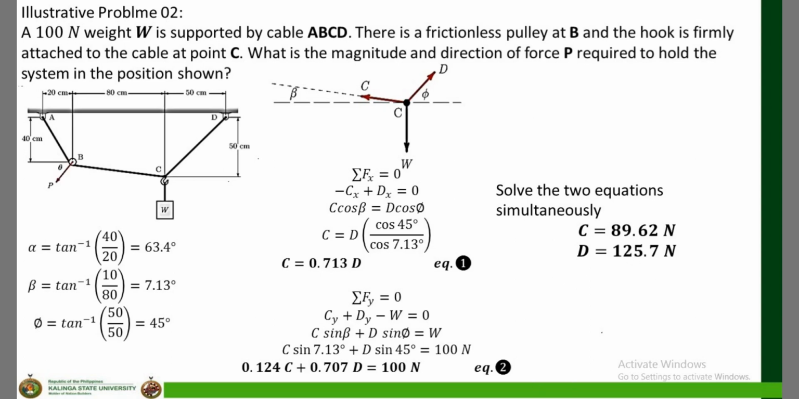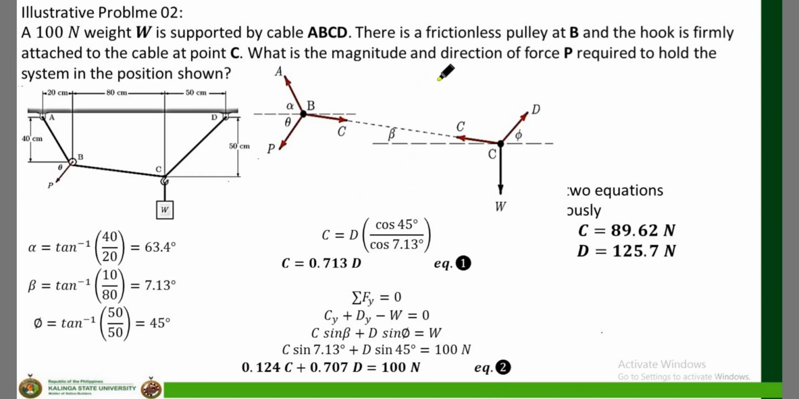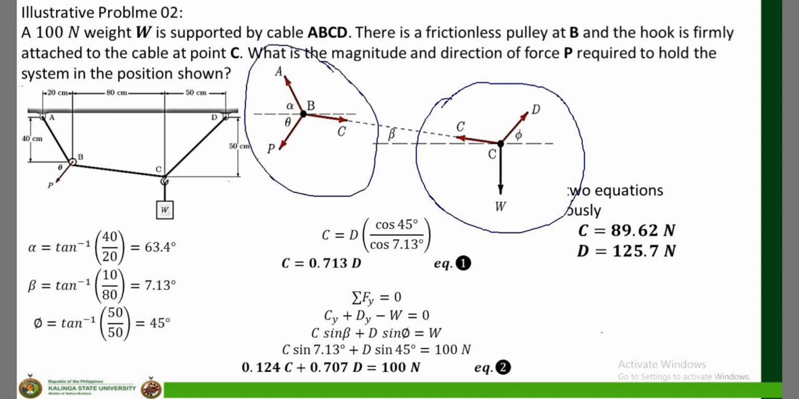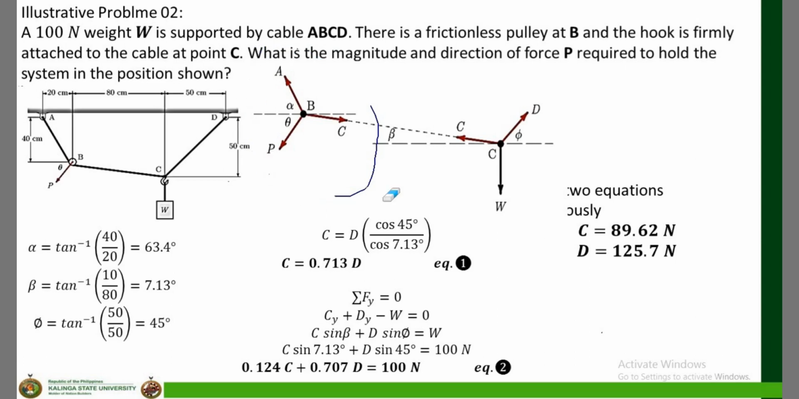But I'm going to consider the free body diagram. This time, I'm going to consider this part where C is at point B. Again, just a reminder, it is stated in the problem that the pulley at point B is a frictionless pulley. So, in every worded problem, you have to take note of the givens.